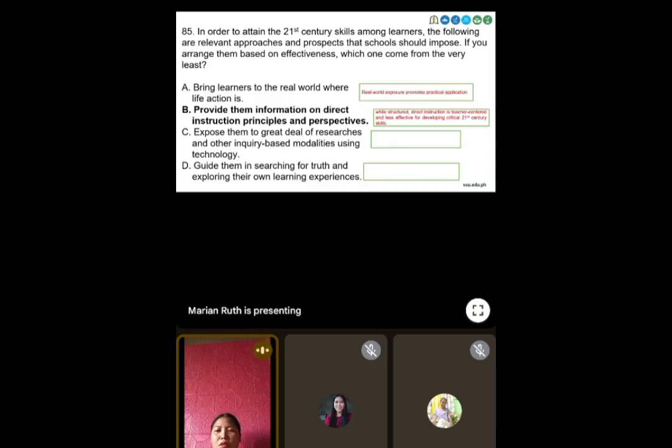It's because real world exposure promotes practical application. Why not letter C? It's because inquiry-based learning fosters discovery. And it is not also letter D. It's because self-directed learning builds independence.